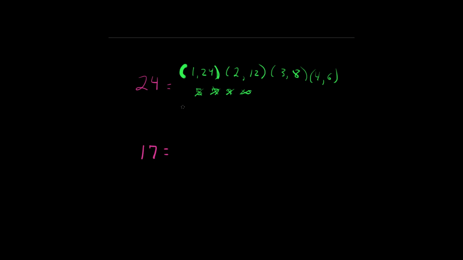All right, so I'm going to go through my list now and rewrite them from least to greatest. So I have 1, 2, 3, 4, 6, 8, 12, and 24. So look, we have 1, 2, 3, 4, 5, 6, 7, 8 factors for one number. So 8 factors for the number 24. So a whole bunch. All right, let's take a look at 17.